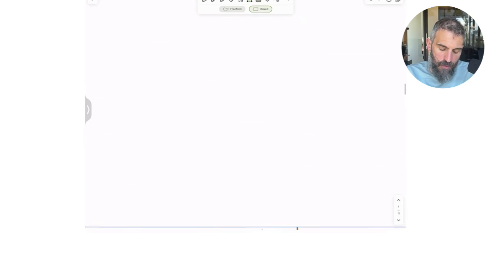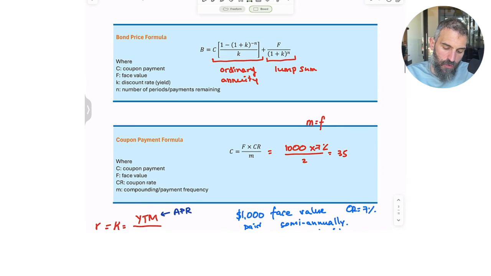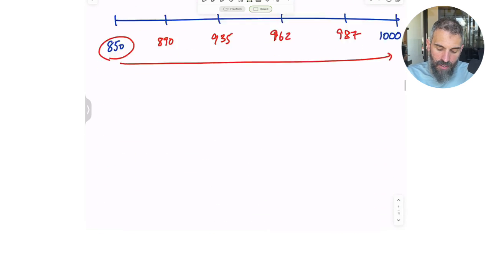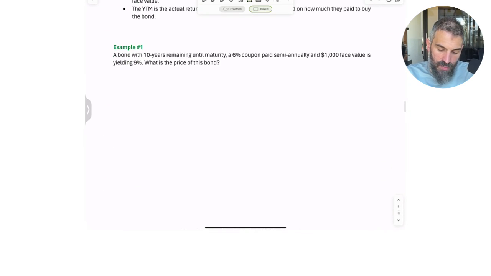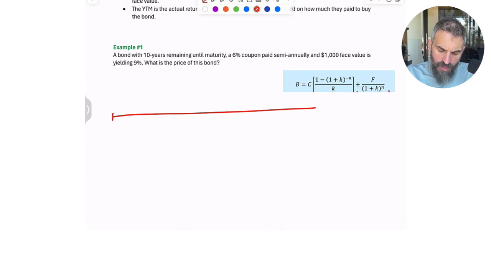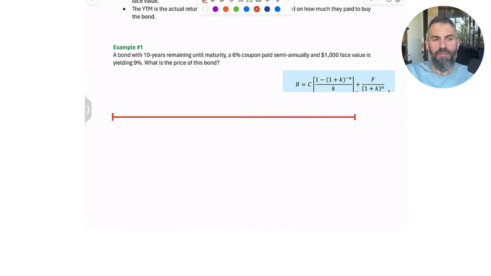Let's do our first example. So I'm going to solve this question twice, once using this formula and once using the financial calculator for those of you that are using the financial calculator. Okay, so let's take a look. A bond with 10 years remaining until maturity. And you don't have to draw timelines when it comes to bonds, but I will just for today so that you could really start to wrap your head around what it is. It's a 10-year bond.